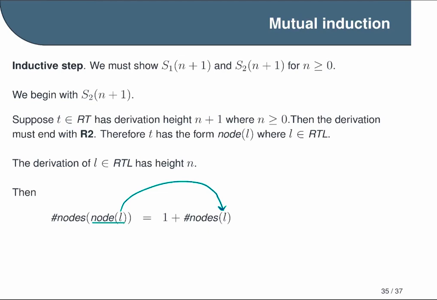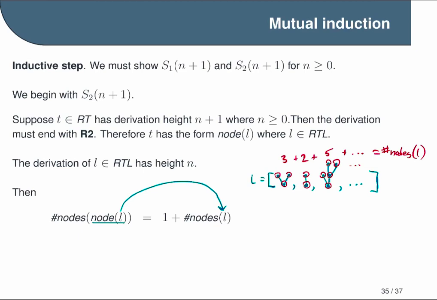Remember, what rule R2 says is that when we create a new rooted tree, we start with a list of rooted trees, which is what we're calling L. And to figure out the total number of nodes in this list, we just count up all of the nodes in each of the individual trees in the list and add them all together. And that's what number of nodes L means.